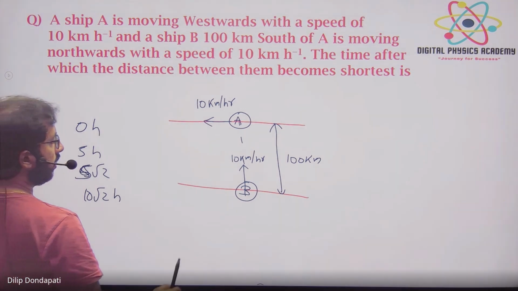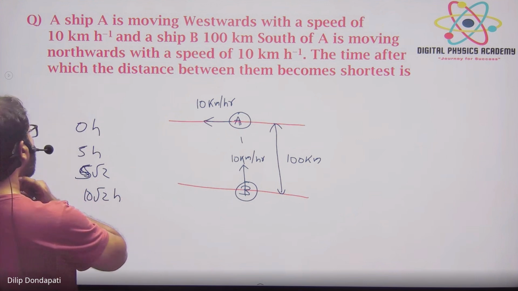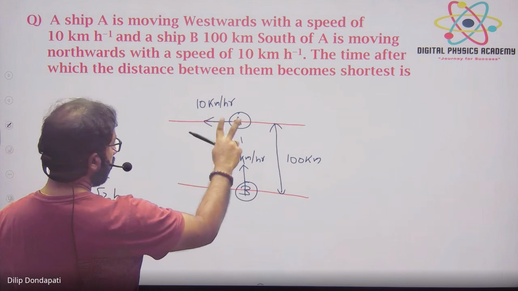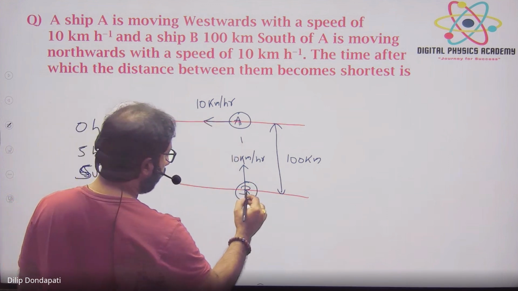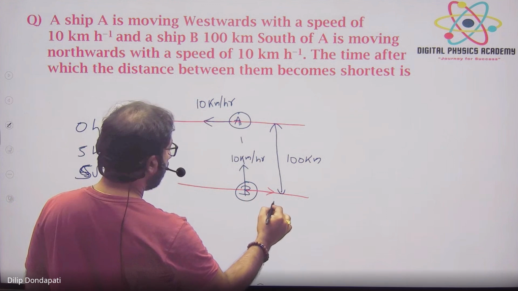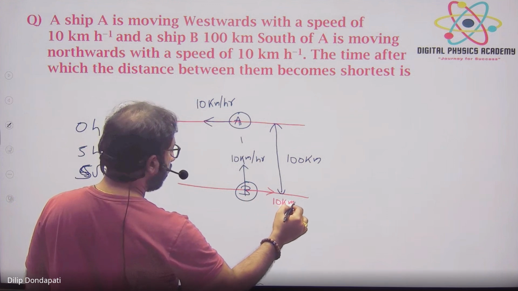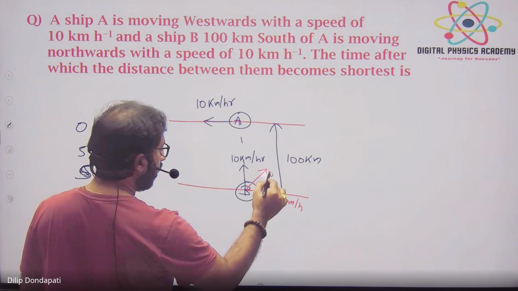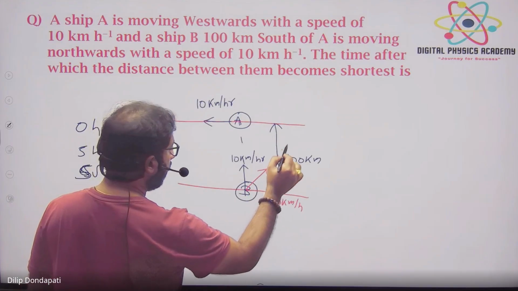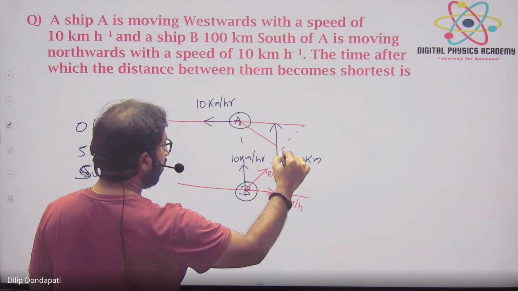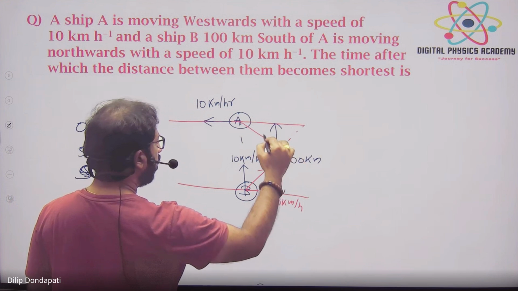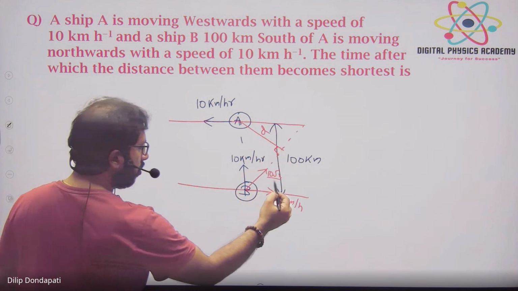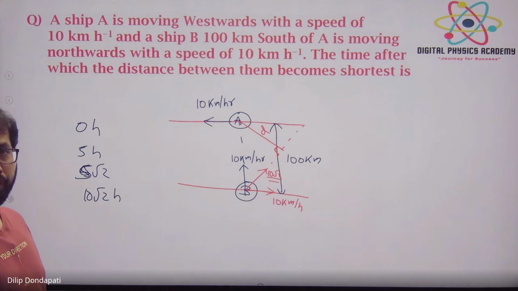So which direction will B go according to A? Stop its speed and apply exactly the opposite of its speed. So this is 10 kilometers per hour. Definitely the resultant will be 10 root 2. It is going straight in that direction. And this is the shortest distance, which we don't require. I'm asking for the time to go from here to here. You know the speed. Once you find the distance, it will come.